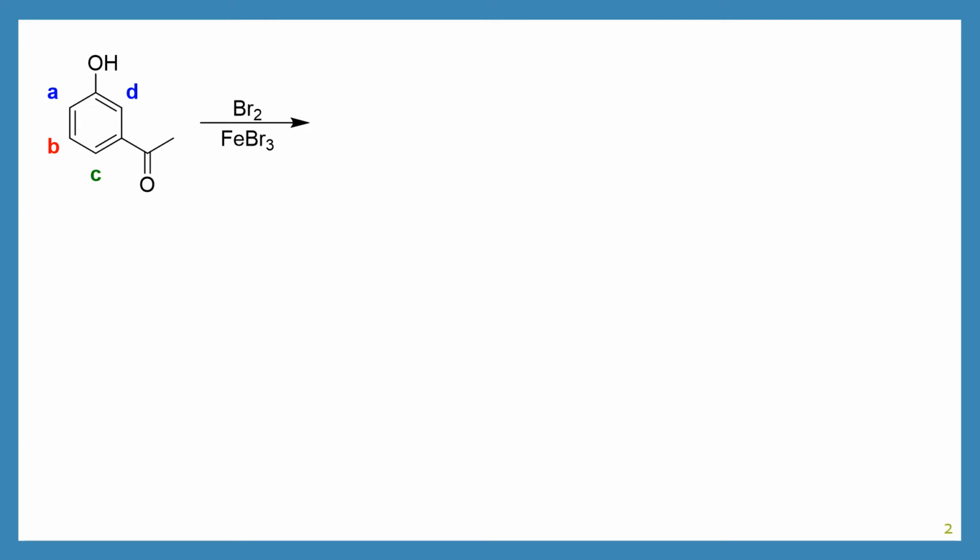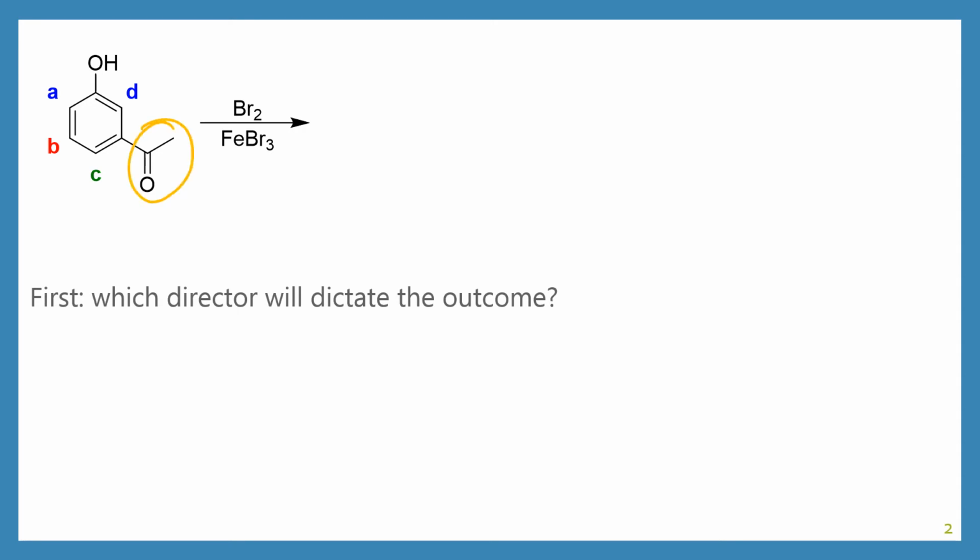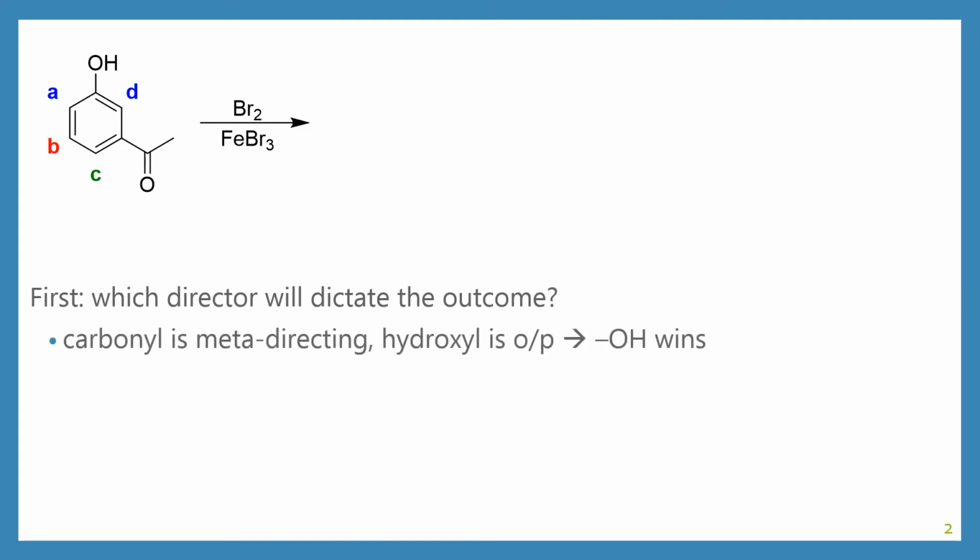In this example, we have two different groups that are meta to each other, and we are going through a bromination reaction. I've already labeled all of the positions in which our next substitution can occur, but let's go ahead and look at this in the exact same way that we did on the previous page. So first, which director will dictate the outcome? We have a carbonyl group, which is a meta director, and we have a hydroxyl group, which is an ortho-para director. Remember that ortho-para directors are going to win over meta directors, which means our hydroxyl group is the winner.